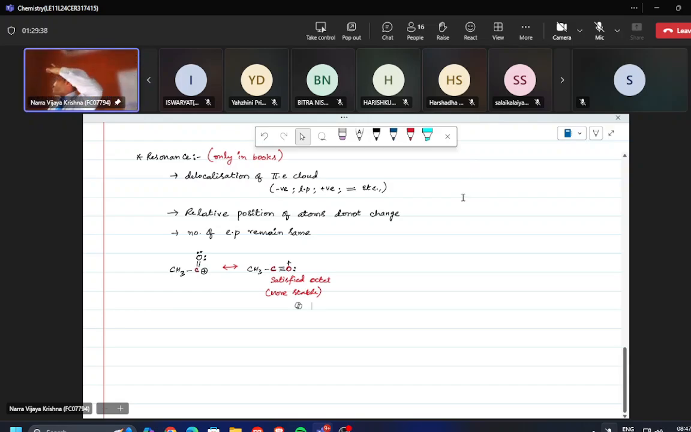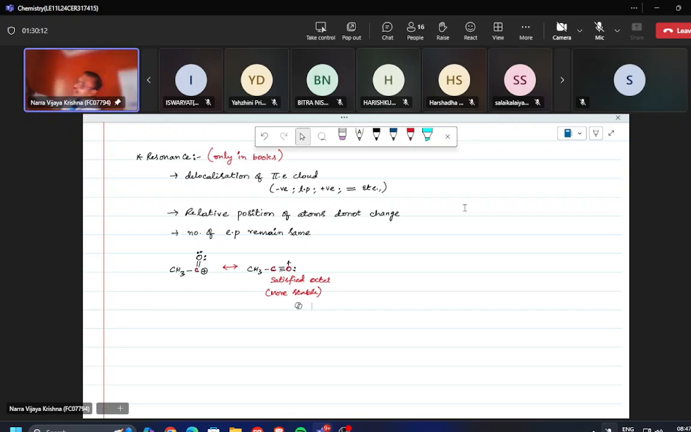Already we discussed these 4 points. What are they? First point: neutral species are more stable than charged species. Condition 2: satisfied octet. Condition 3: opposite charges with minimum separation or same charges with maximum separation. If that also fails, condition 4: positive charge on less electronegative atoms or negative charge on more electronegative atoms.